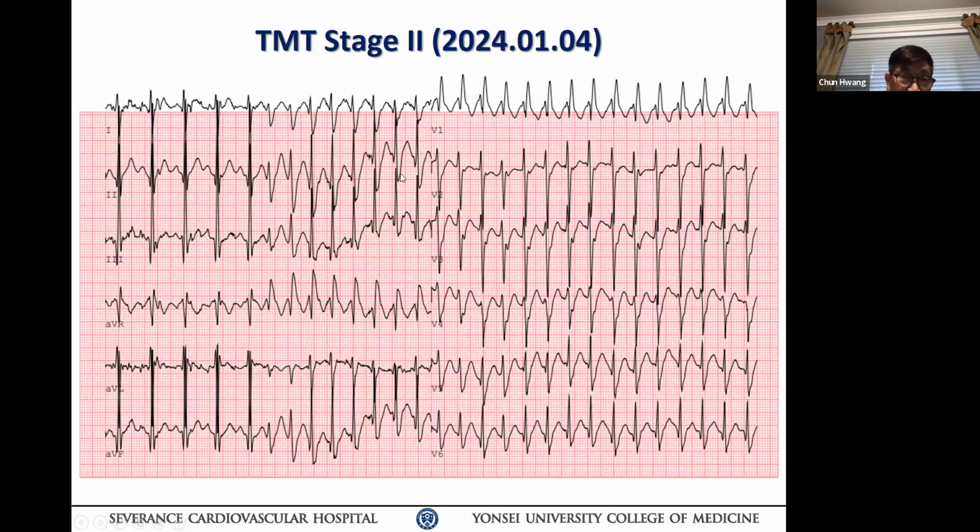만약에 이거를 어블레이션 하시겠다 그러면 what you need to do? Just ablate the posterior fascicle and you're done? Or we need to do something more?